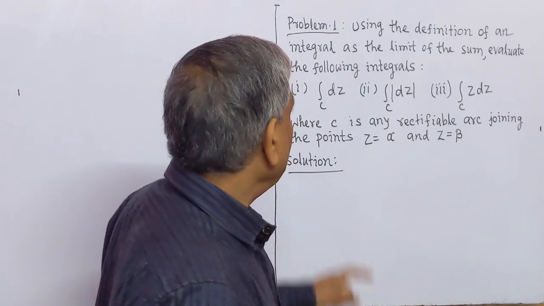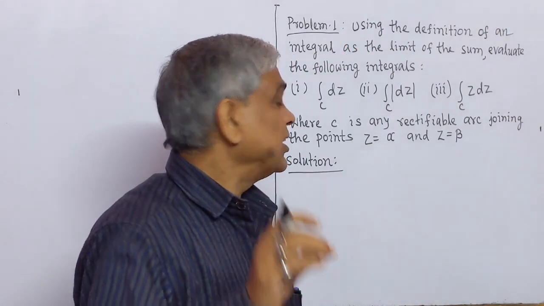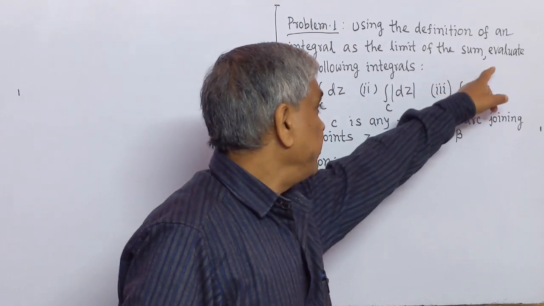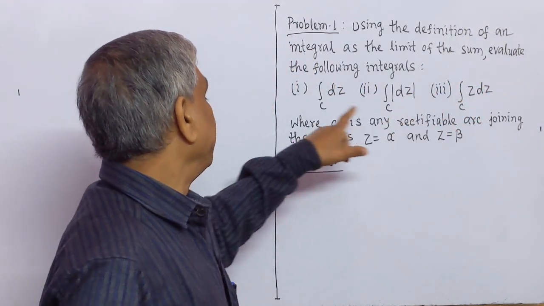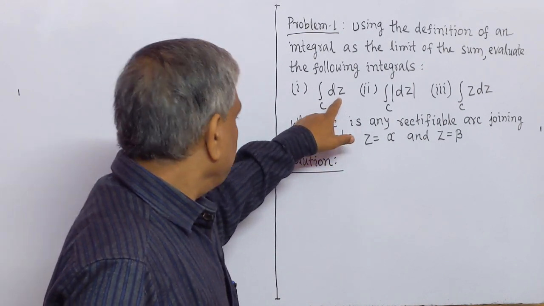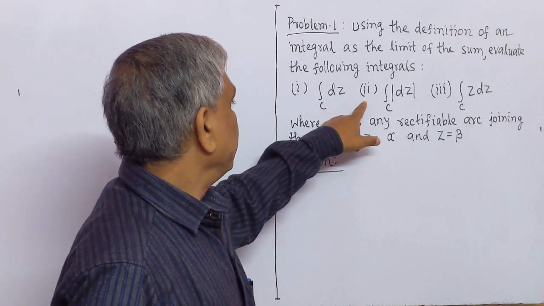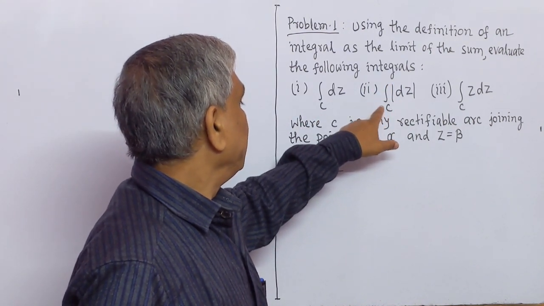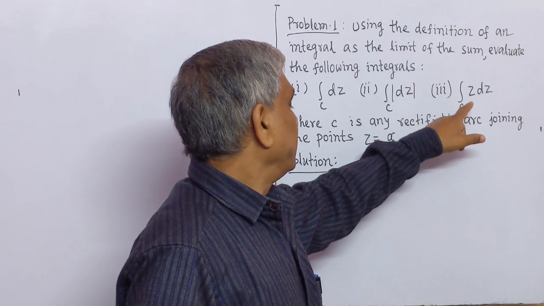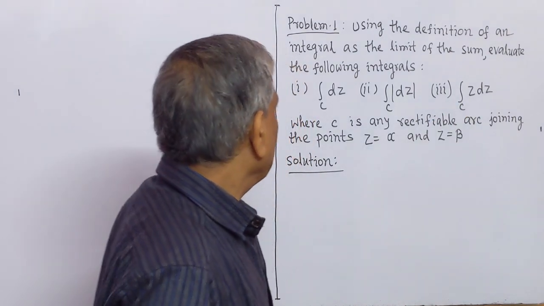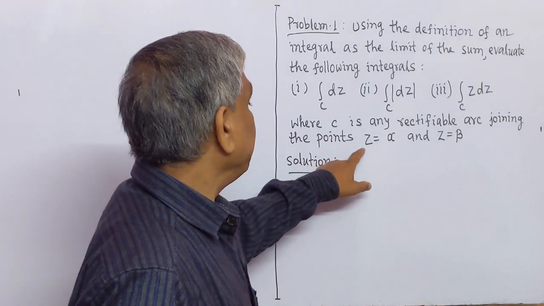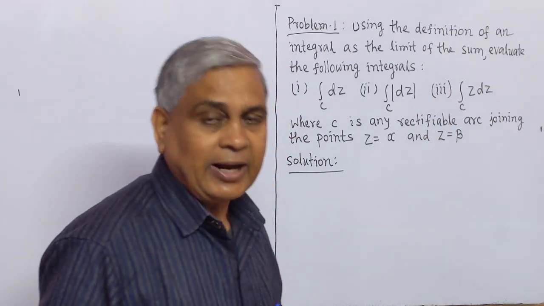Now we solve a problem. Using the definition of integral as the limit of the sum, evaluate the following integrals. Number 1: integration along the rectifiable arc C of dz. Number 2: integration along C of modulus of dz. Number 3: integration along C of z dz, where C is any rectifiable arc joining the point z equal to alpha and z equal to beta.